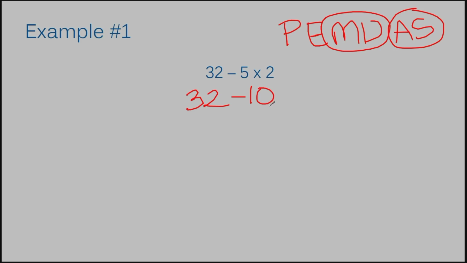Do I have any multiplication or division left in my problem? No, I don't. So it's time to go to my next step. And remember, I take my eyes from left to right. From left to right, do I have addition or subtraction? Yes, I do. I have one subtraction problem. And 32 minus 10 is pretty simple. I can do that off the top of my head. It's 22. So the answer to example number 1 is 22. Let's move on to example number 2.